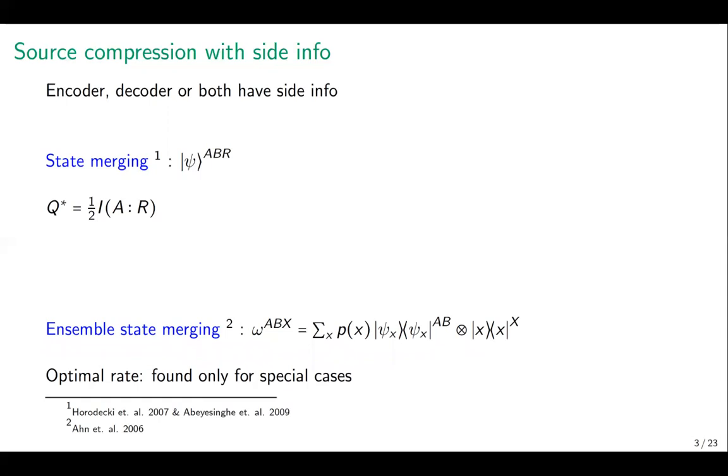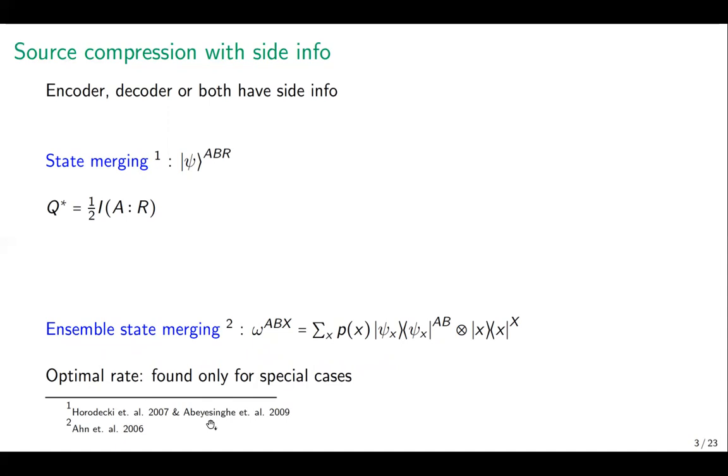Schumacher's compression model was later extended to compression problems with side information. And by side information, we basically mean an extra system which is correlated with the source, of course, and it might be available to the encoder or decoder or both of them.